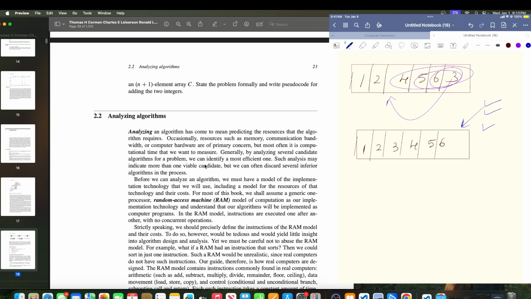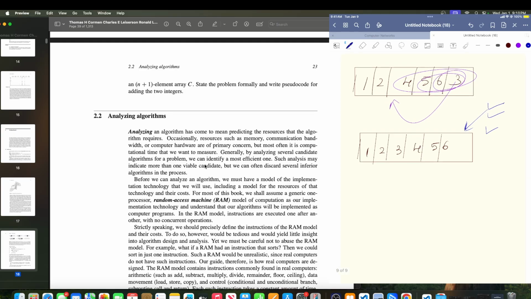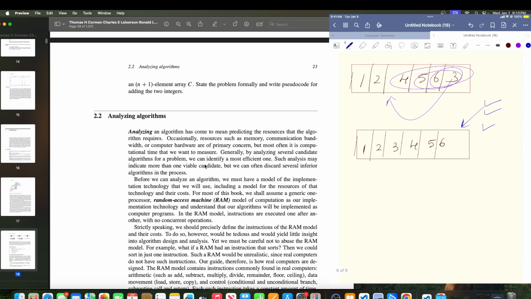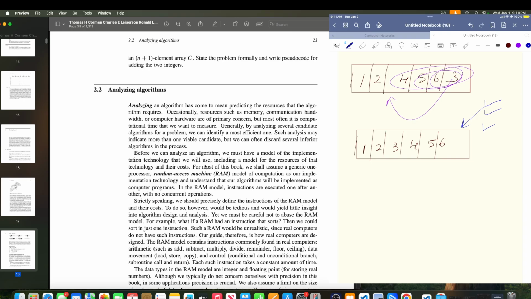Now, an important point. Analyzing algorithms. Analyzing an algorithm has come to mean predicting the resources that the algorithm requires. Occasionally, resources such as memory, communication bandwidth are of primary concern, but most often it is computational time that we want to measure. Generally, by analyzing several candidate algorithms, we can identify the most efficient one. Such analysis may indicate more than one viable candidate, but we can often discard several inferior algorithms in the process.